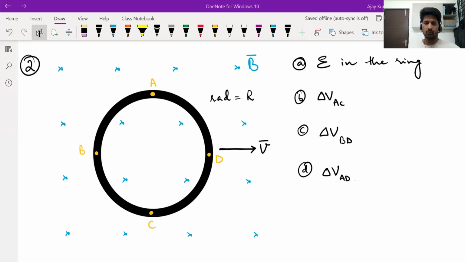Any answer? Total EMF in the ring? Okay, Shashank, do you think flux through this ring is changing as it moves inside this magnetic field? No. Then what will be the total EMF induced in it? Zero. Answer to the first part is zero.